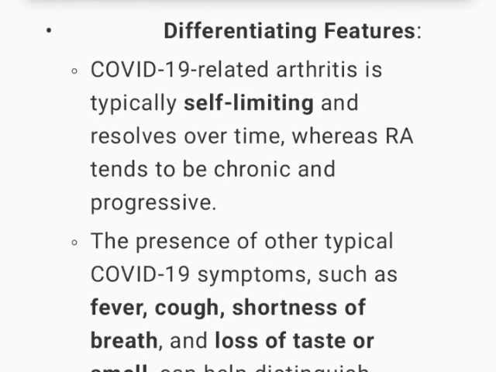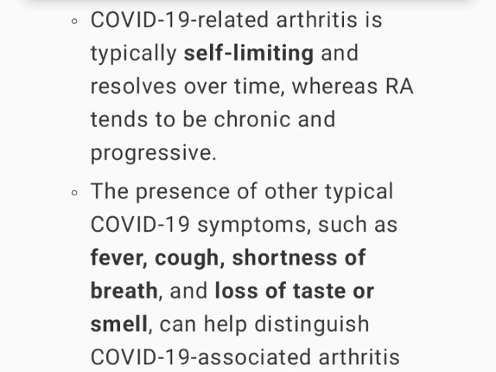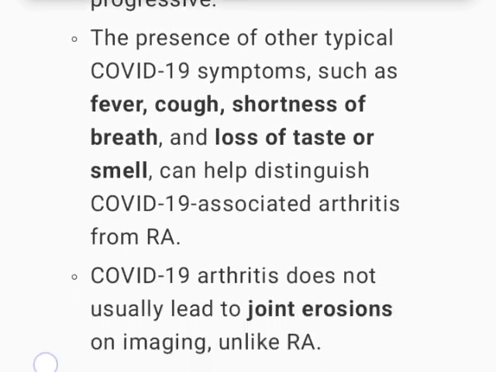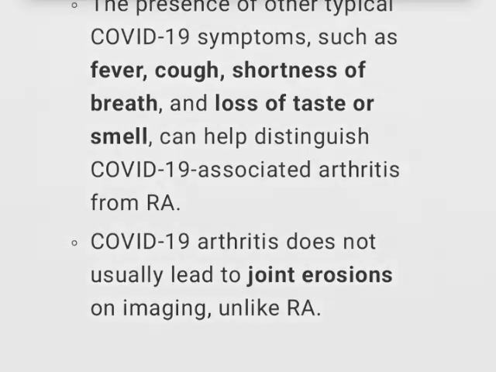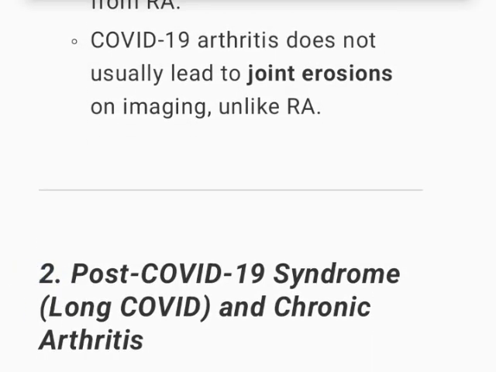Differentiating features. COVID-19 related arthritis is typically self-limiting and resolves over time, whereas RA tends to be chronic and progressive. The presence of other typical COVID-19 symptoms, such as fever, cough, shortness of breath, and loss of taste or smell, can help distinguish COVID-19 associated arthritis from RA. COVID-19 arthritis does not usually lead to joint erosions on imaging, unlike RA.